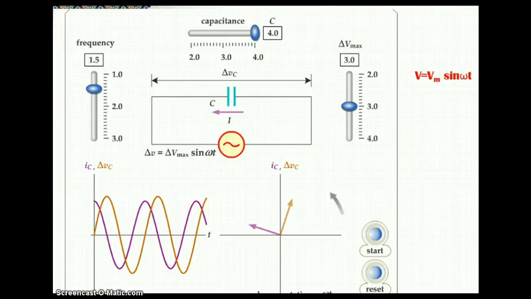If you try to represent the voltage and the current mathematically, voltage can be represented as V is equal to Vm sin omega t. The current can be represented as Im sin omega t plus 90 degrees, and Im is equal to Vm over Zc, where Zc is the reactance due to the capacitive element.